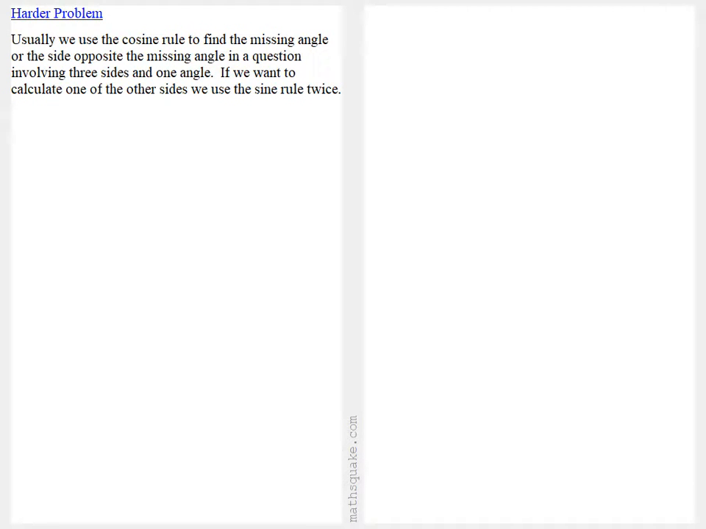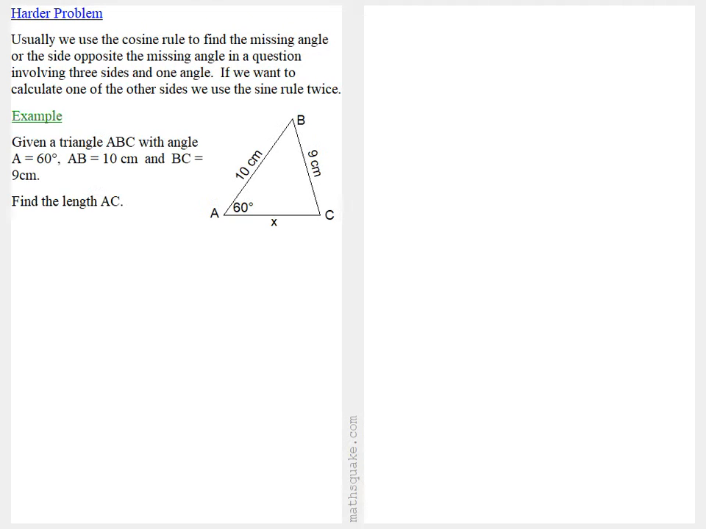Now let's look at a harder problem. Usually we use the cosine rule to find the missing angle or the side opposite the missing angle in a question involving three sides and one angle. If we want to calculate one of the other sides, we tend to use the sine rule twice. Let's look at an example.